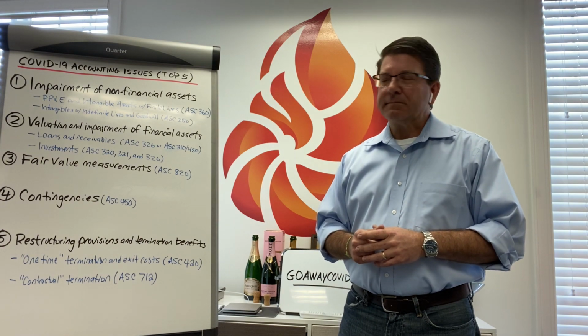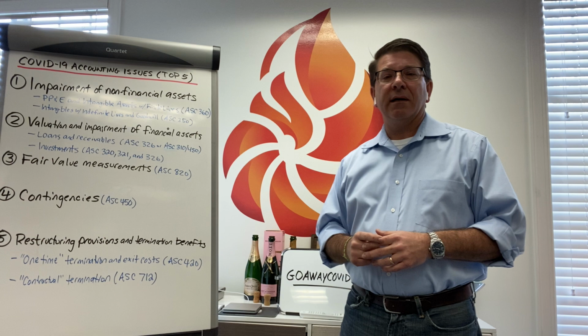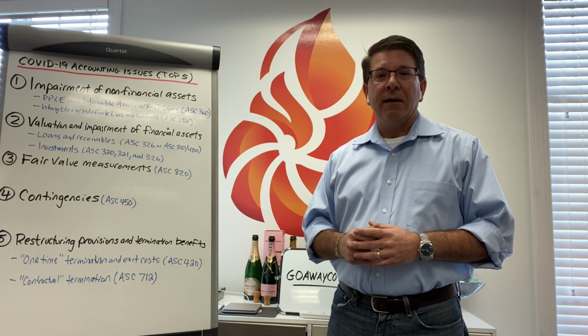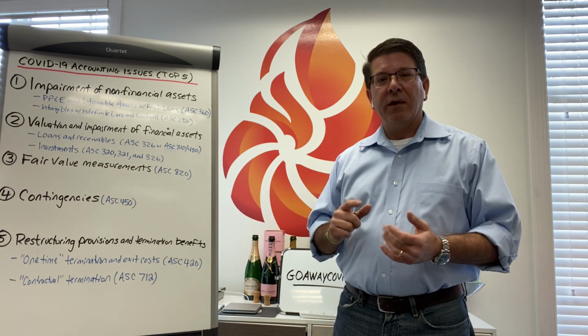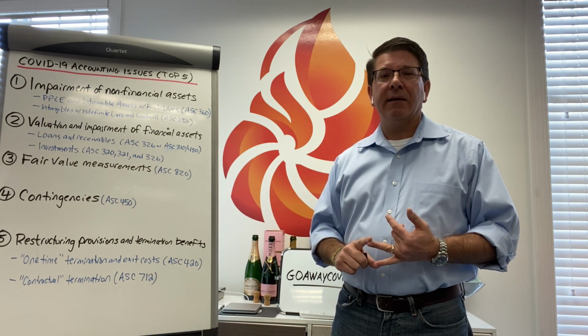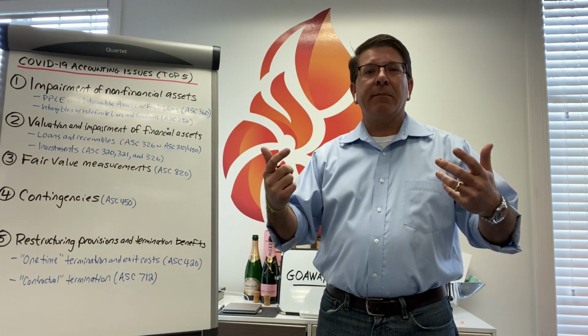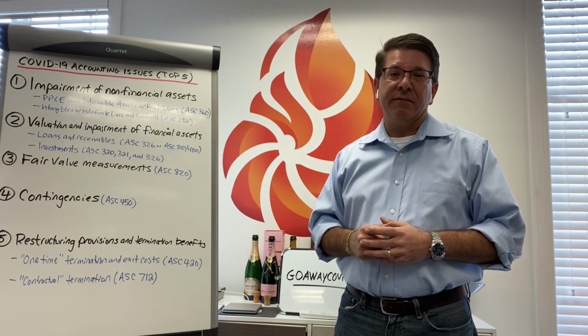That doesn't count. Finally, number 4, contingencies. Just a reminder, ASC Topic 450 deals with contingencies. You are going to record a loss contingency when it's probable and reasonably estimable. Now, that means it's a present obligation based on a past event that's both probable and reasonably estimable. That means it meets the definition of a liability.